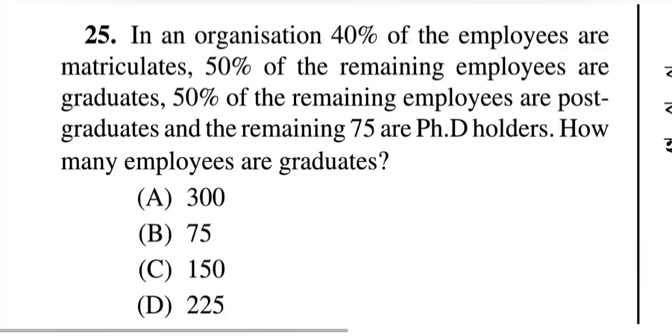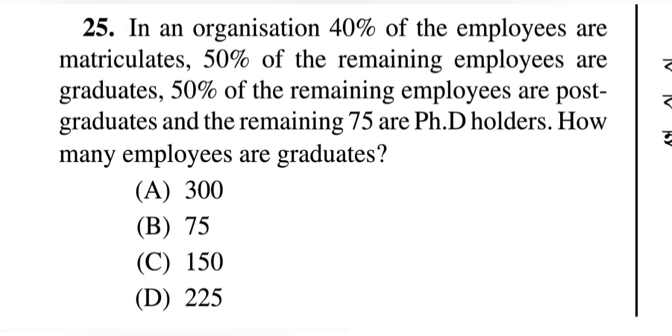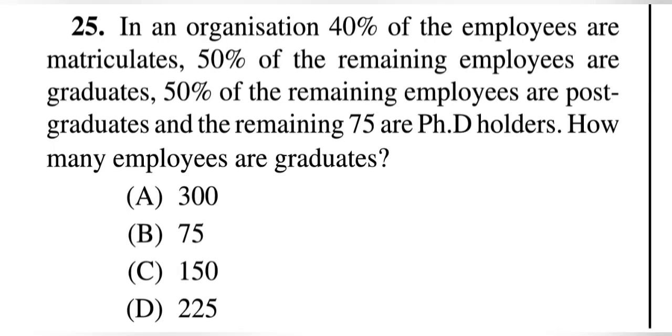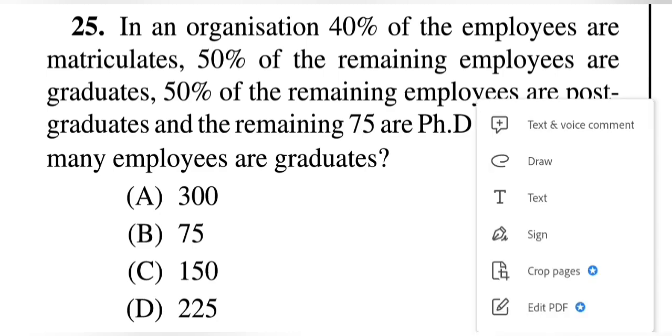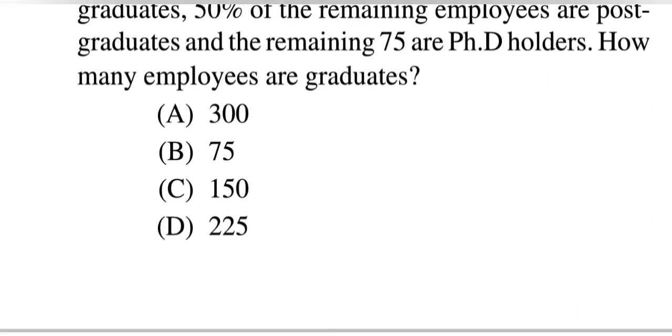Okay, next question. This is also related to maths. In an organization, 40% of the employees are matriculates, 50% of the remaining employees are graduates, 50% of the remaining employees are postgraduates, and the remaining 75 are PhD holders. How many employees are graduates? 375, 150, 225. Correct answer will be 150.